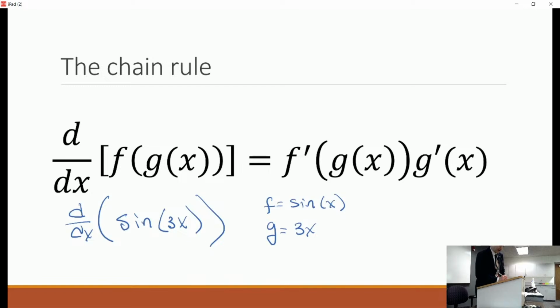So f is sine, g is 3x, f prime is cosine. And then g prime is just 3. So take a minute and see what I've done there. Make sure that that makes sense.